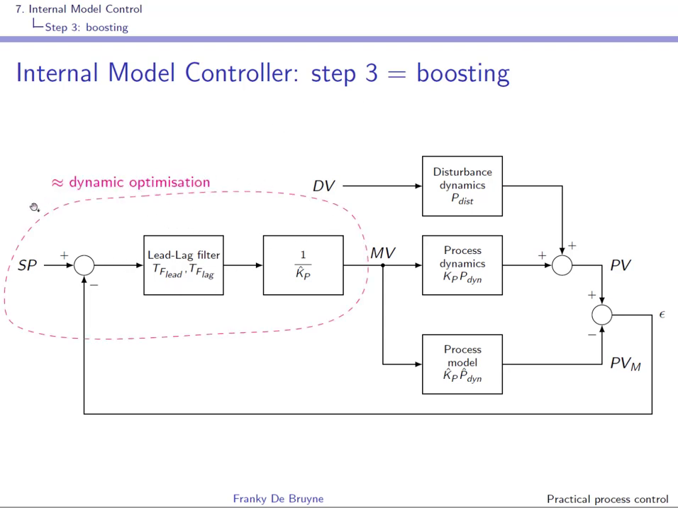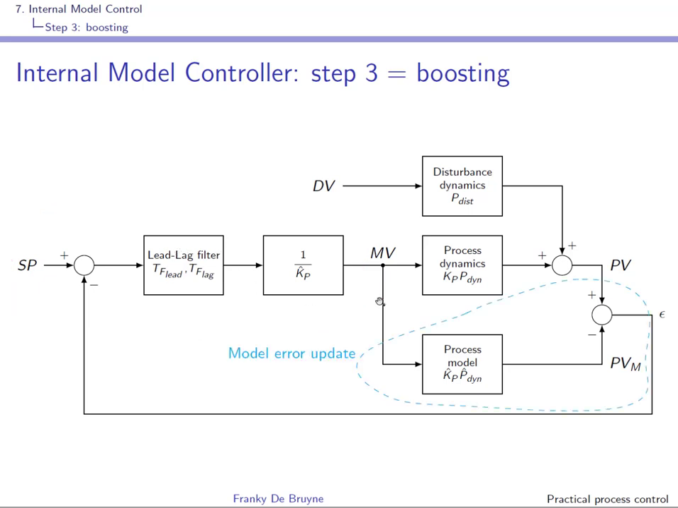and you can see this now as a form of dynamic optimization. Without the lead lag filter, we had static optimization, but now we want to accelerate things, right? And we'll see just after this slide how to choose the lead and lag time constants that you have in the lead lag filter. And as before, we have here the construction of the model error.